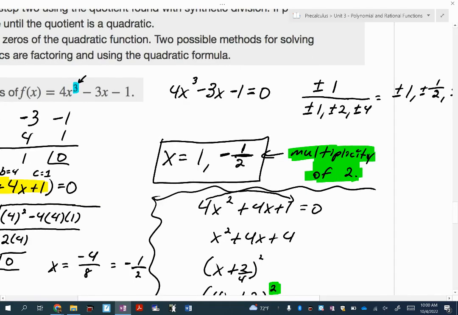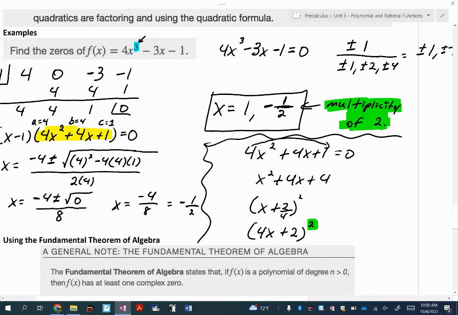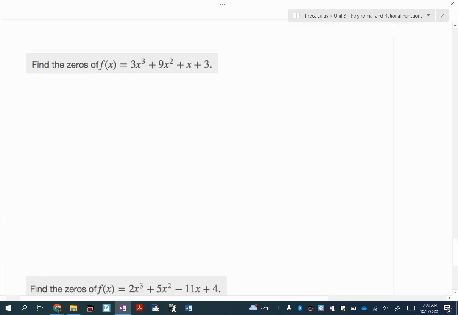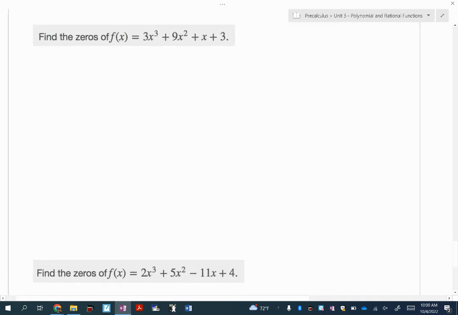All right, so as I said, even though I only found 2 answers in this question, because -1/2 has that multiplicity of 2, it really does have, and I know you can't see me, my air quotes of 3 roots. So let's do these last 2 and then we'll be done. Always, always, always, guys, see if you can factor. It doesn't say that I have to use the rational root or rational zero theorem.